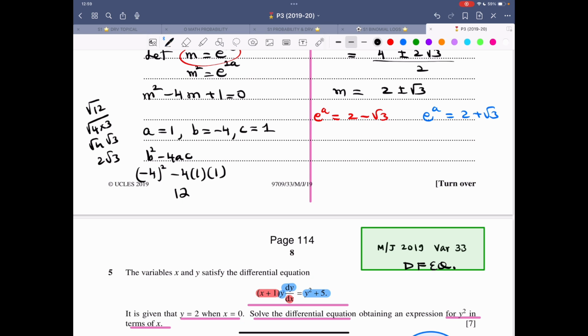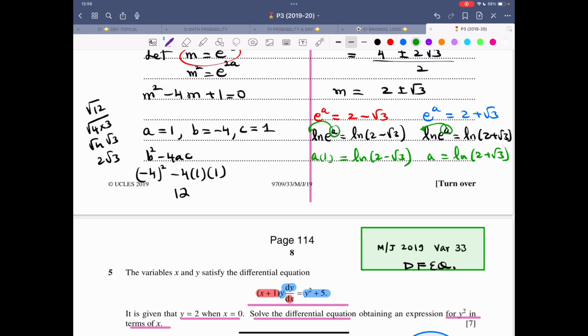Now, if I take ln of both sides, ln e raised to power of a is ln of 2 minus square root of 3 and ln e raised to power of a is ln of 2 plus root 3. So now this a will jump down, this a will jump down. This is a ln e, which is 1, so a is ln of 2 minus root 3. Over here, a is ln of 2 plus root 3.